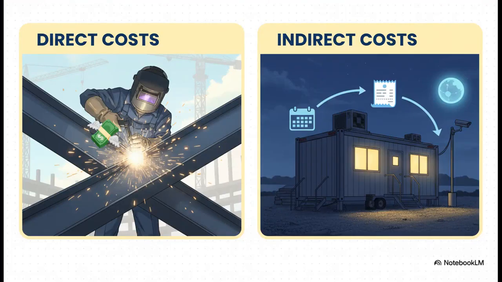First things first, we need to get a handle on the two types of costs. You've got your direct costs. That's the money for the actual work, right? Paying the crew, buying the materials, renting the cranes. Then you've got indirect costs. Think of this as the project's overhead. The site office, the insurance, the security guards. This is the stuff that costs you money every single day the project is running, whether anyone is working or not. It's like a meter that's always running.